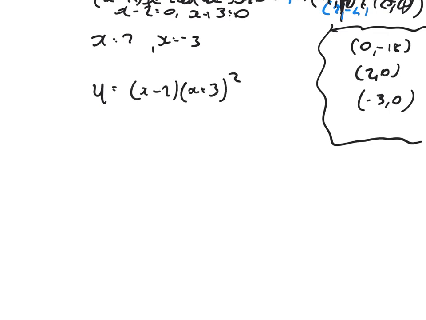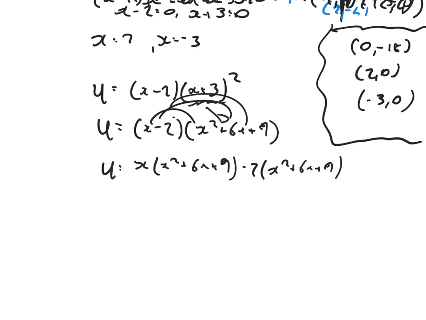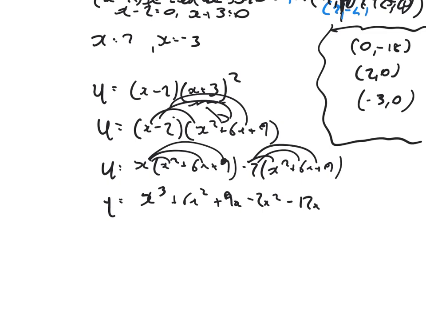So I'll need to prepare to differentiate first of all. So that's x minus 2 bracket x squared plus 6x plus 9, and that's just expanded out that squared bracket. Okay, so that's x bracket x squared plus 6x plus 9 minus 2 bracket x squared plus 6x plus 9. Let's expand the thing out, so that'll be x cubed plus 6x squared plus 9x minus 2x squared minus 12x minus 18.